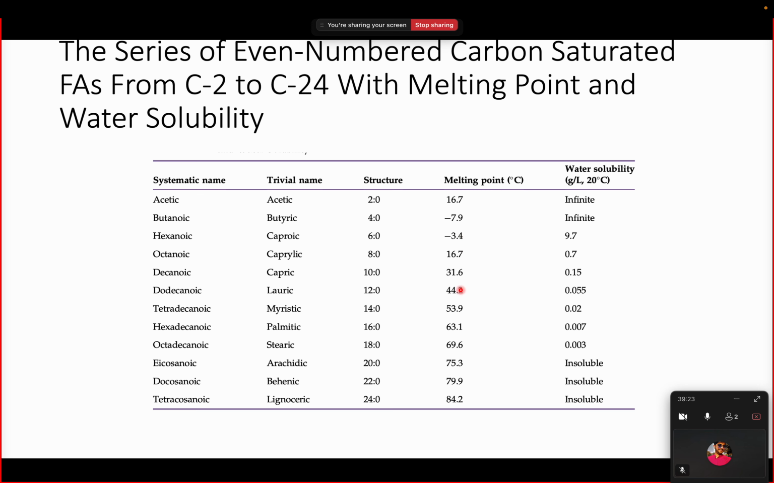You can clearly see that as the number of side chain carbons, or the tail, increases in lipids which are completely saturated, indicating there is no double bond, the melting point is increasing. Okay.